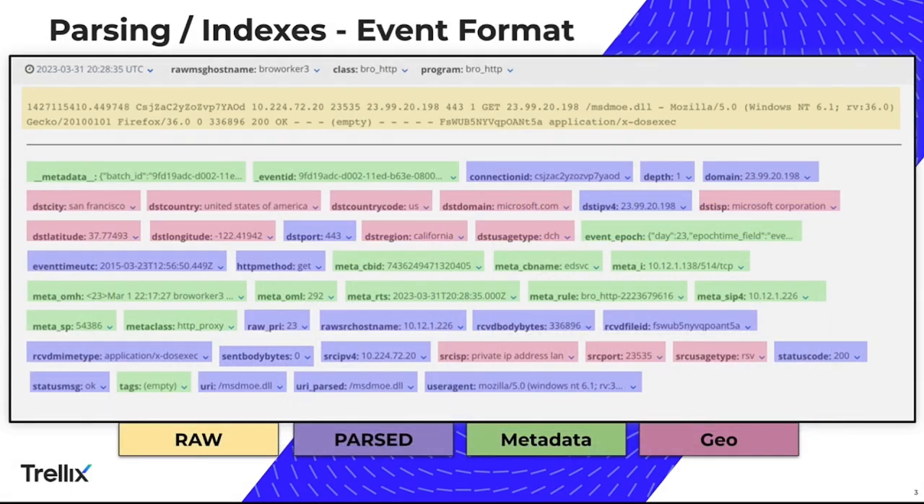Here you can see there are four main parts to an event within Helix Connect: the raw data, the parsed data, the metadata, and any geographic data that is provided as well. Helix Connect parses every event the same way using these four categories, which allows our rules and our detection engines to be consistent across the platform.